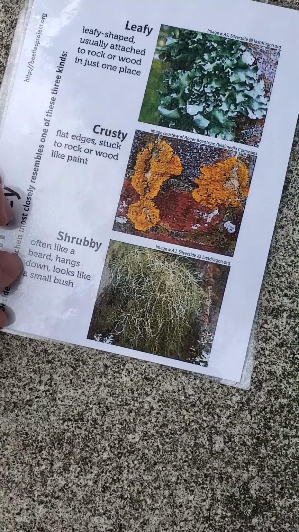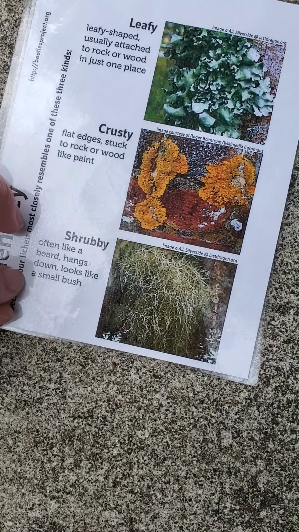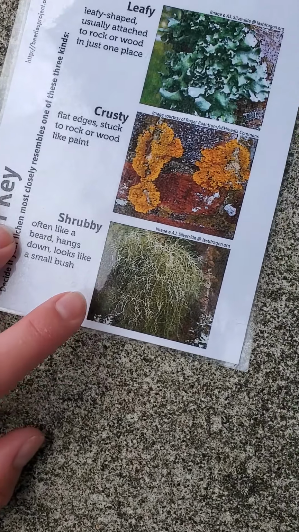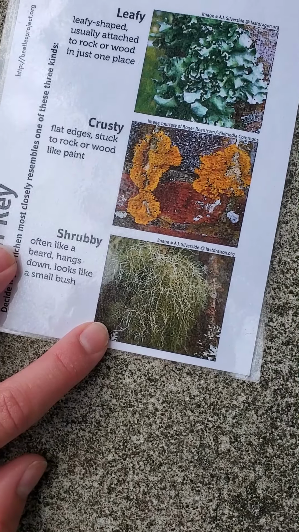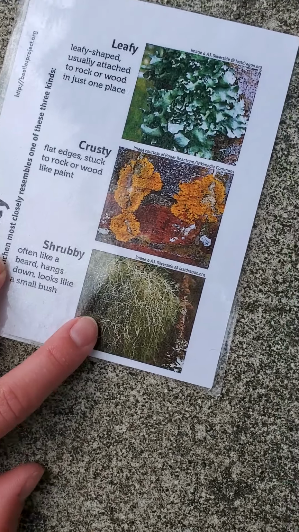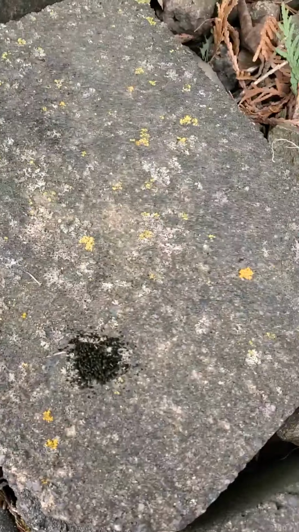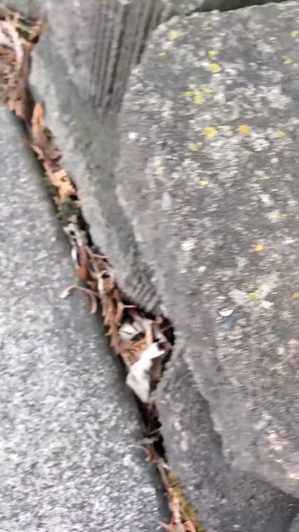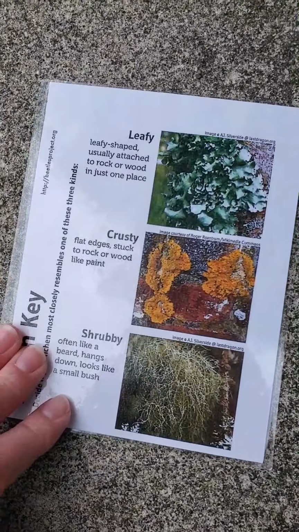And the final type is known as shrubby lichen or fruticose lichen. And it kind of looks like an old man's beard. That's actually a common name for a type of shrubby lichen. So it's very scraggly and looks like a small bush. So here in my garden, we have crusty lichen. And it's typically brightly colored, like oranges, yellows, reds. We have some greens here as well. So those are just a few different types of lichen.